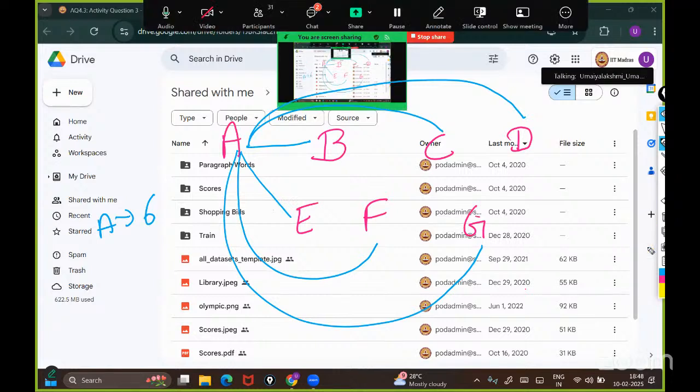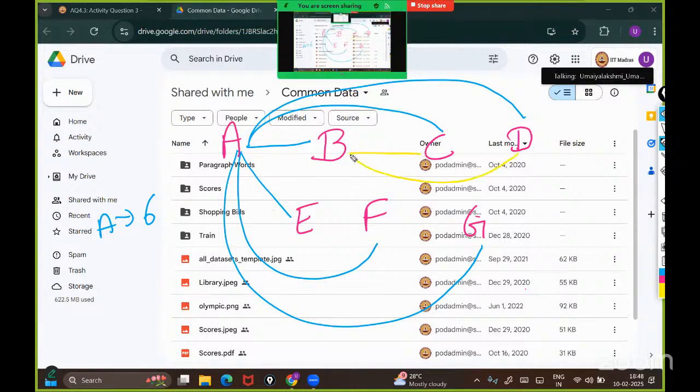Now let me take B. For B, how many connections are needed? B has to be connected with C, B with D, B with E, B with F, and B with G. Do I need to connect B with A? No, because it is already connected. So B has to be connected only with 5, because B is already connected with A. So no need to do that step.